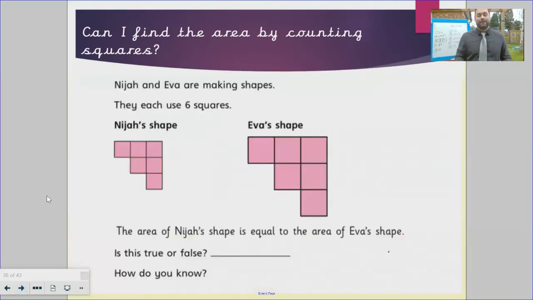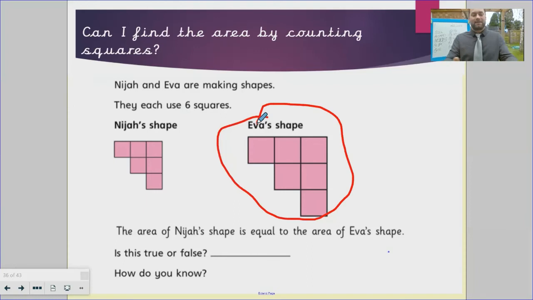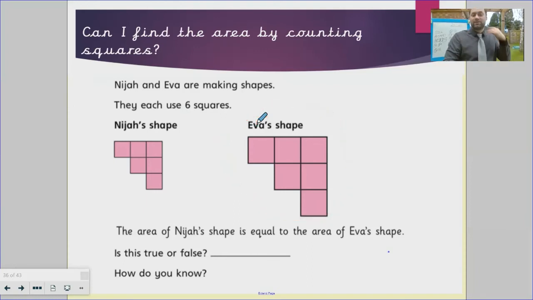Now, this question here is a little bit tricky. The area of Naya's shape is equal to the area of Ava's shape. Is it true or false? Well, let's have a look at the shapes. Ava's shape looks a lot bigger, doesn't it? That looks massive compared to Naya's shape, which is smaller. However, we don't know what the measurements are. We don't know whether each of these squares represents a centimeter or a meter. This one could be a meter, this one could be a centimeter.